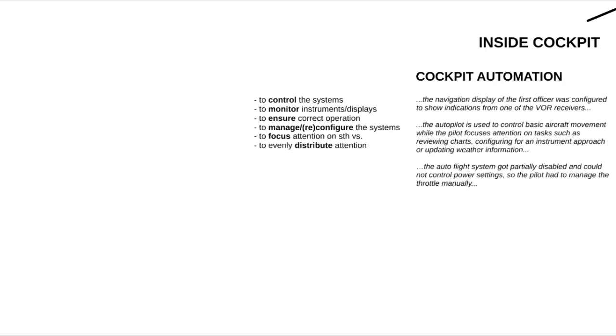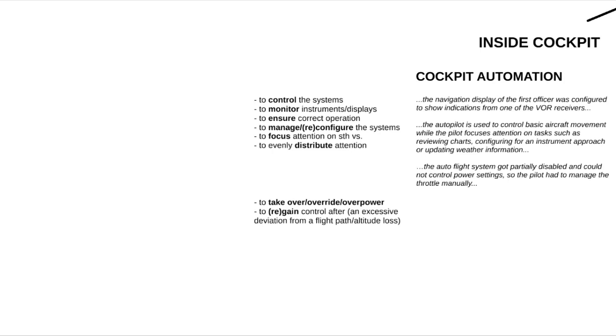The navigation display of the first officer was configured to show indications from one of the VOR receivers, or the autopilot is used to control basic aircraft movement, while the pilot focuses attention on tasks such as reviewing charts, configuring for an instrument approach, or updating weather information. Or the auto-flight system got partially disabled and could not control power settings, so the pilot had to manage the throttle manually.